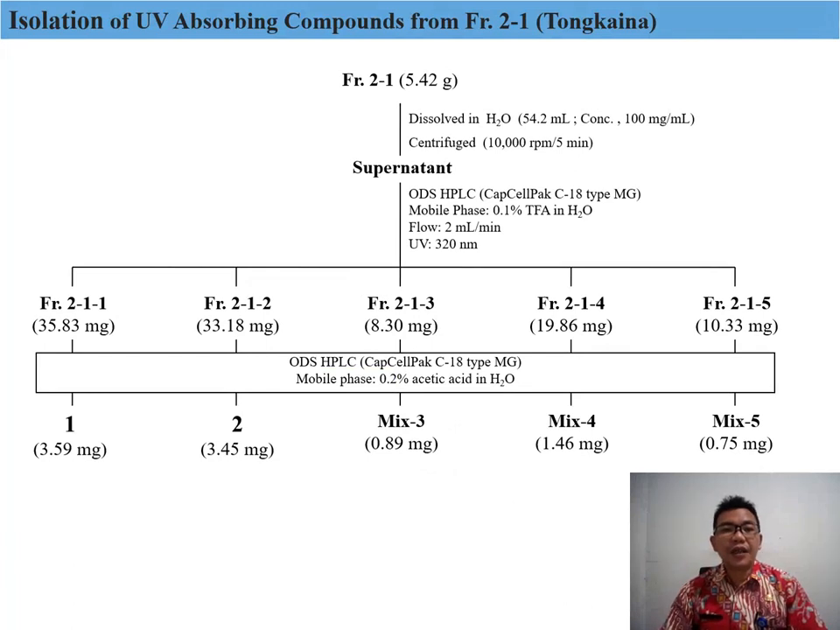And now I will discuss the isolation of UV-absorbing compounds from fraction 2-1. Fraction 2-1 was dissolved in water and centrifuged for about 5 minutes. The supernatant was subjected to HPLC using an ODS column with an isocratic condition of 0.1% TFA in water to separate into 5 fractions. All fractions were further purified by HPLC with 0.2% acetic acid in water to give 2 pure compounds together with 3 mixtures.